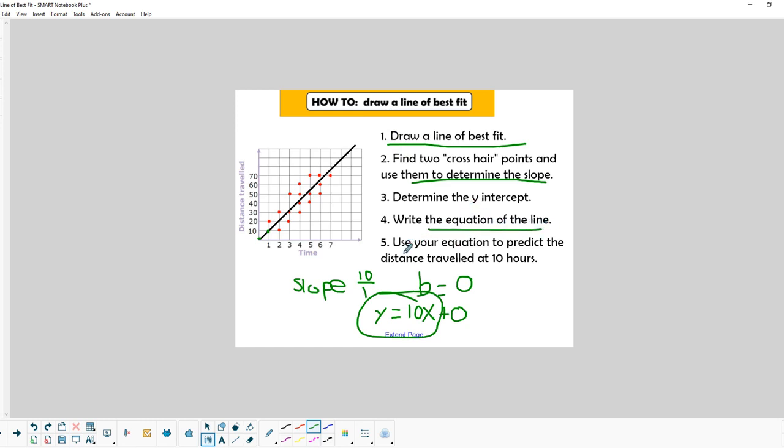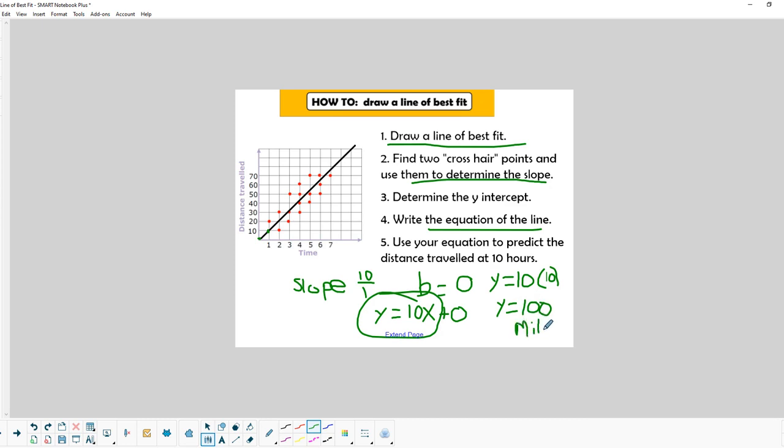Now, I'm going to use this to predict the distance I would travel in 10 hours. So in that case, I would just go y equals 10, and then x is the time traveled, so I'm going to put in 10 for x, and 10 times 10 would be 100. So according to our line of best fit and the equation that goes with it, we're going to go about 100 miles in 10 hours.